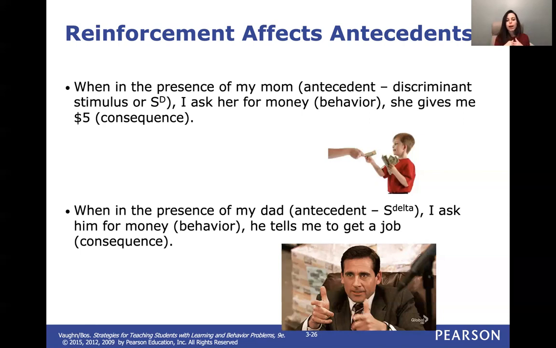So keep in mind that the reinforcement that you provide is also part of the antecedent. So if you give in to certain things, if you're always saying yes, and you allow things to happen that maybe let them slide by a lot, they're going to ask you, and they're going to continue that behavior with you more than they would with any other teacher.